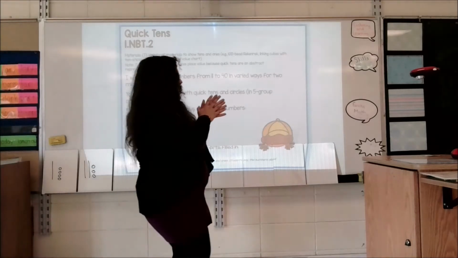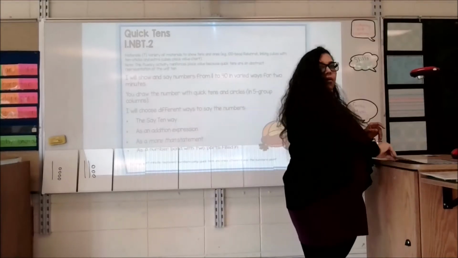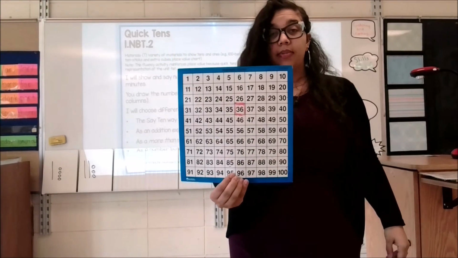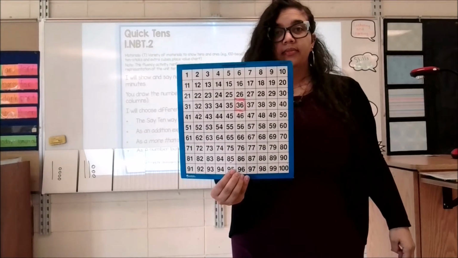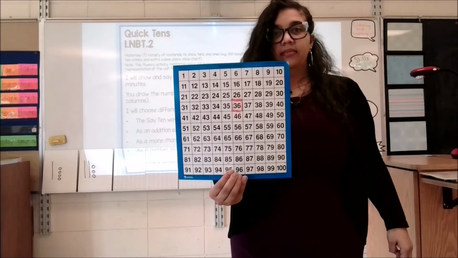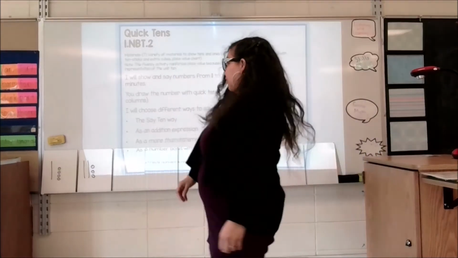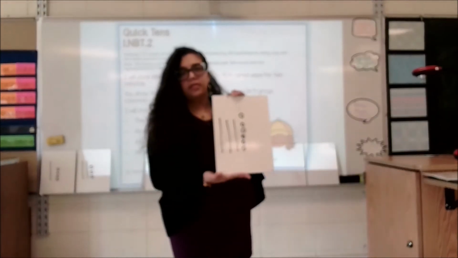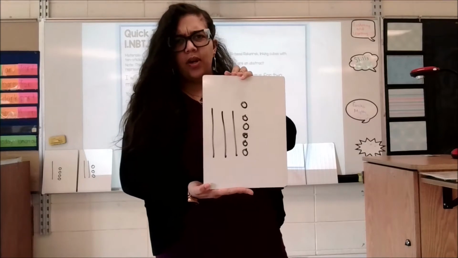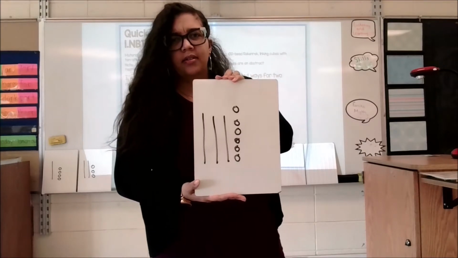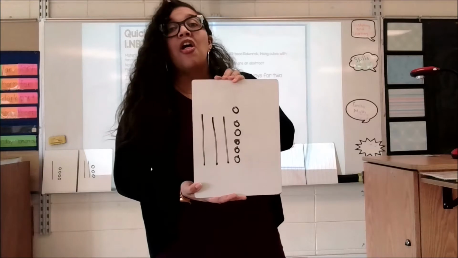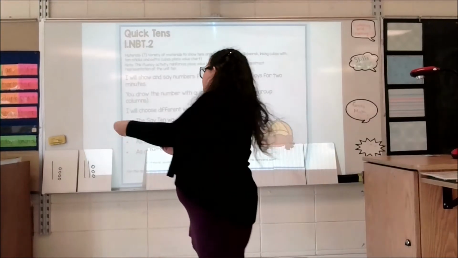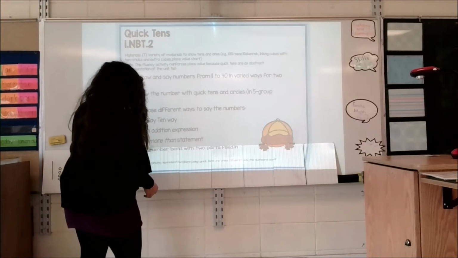All right, the next one we have for you is, boom. Draw this number. Quick tens drawing, please. All right, the reveal. That is, tell me, what is this number? 36. Yes, 3 groups of 10 and 6 ones. 36. Great job. All right, let's keep going.